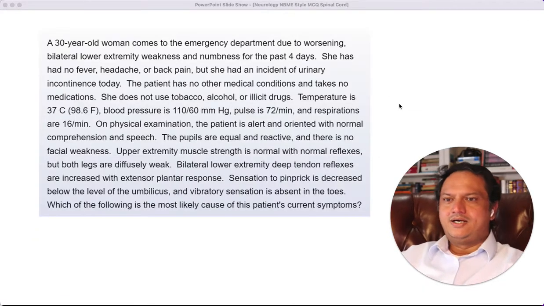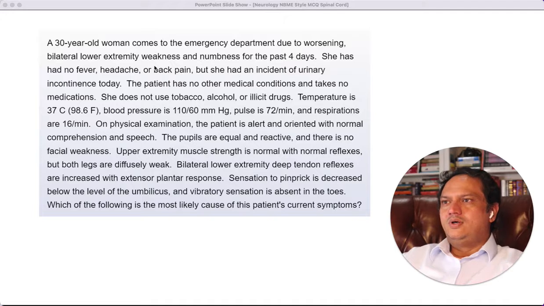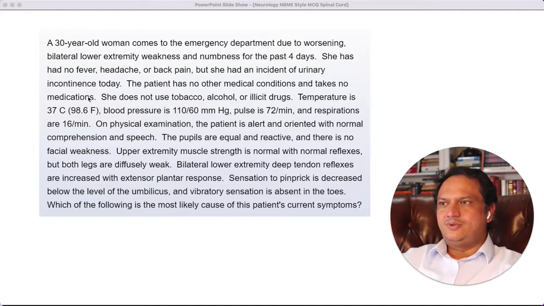All right, let's start with our first question. A 30-year-old female comes to the emergency department due to worsening bilateral lower extremity weakness and numbness for the past 4 days. So, a very acute presentation in a relatively young female, of both lower extremities. She has had no fever, headaches, or back pain, but she had an incident of urinary incontinence today. So, there is also bladder involvement. The patient has no other medical conditions and takes no medication. So, no prior history. This is a new episode for her, 4 days.